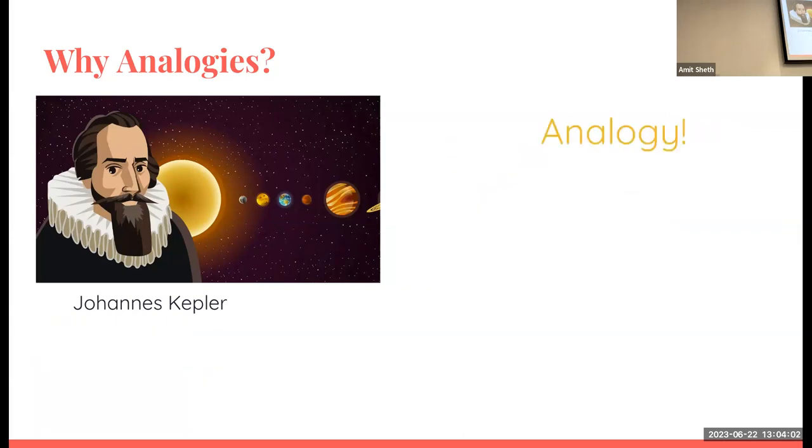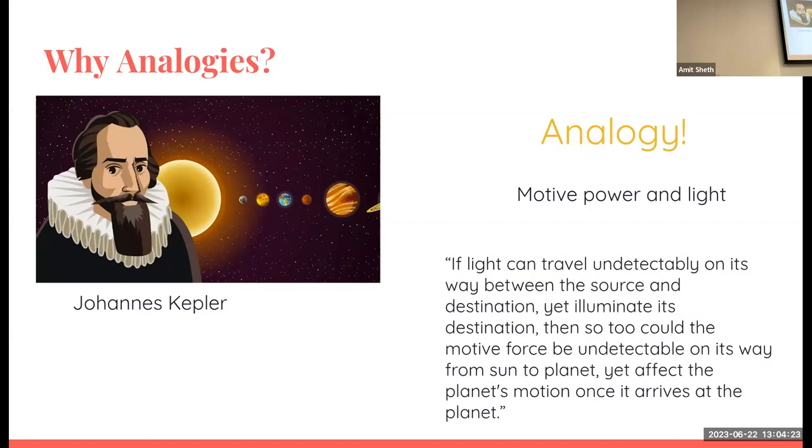So analogy came to his rescue. He was thinking, how would I explain this? At that time, light was there, right? They were trying to understand light and all that. And he thought, let me make an analogy between this motive power of the sun towards the other planets and light.